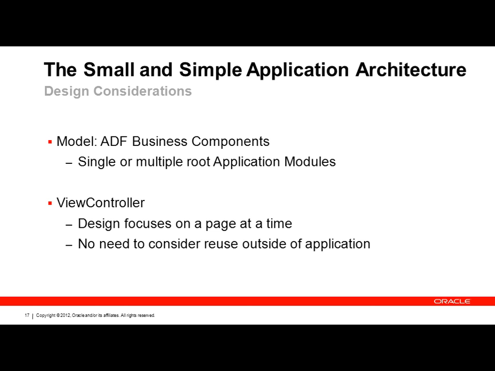When designing with this particular application architectural pattern, some of the design considerations, from the model perspective, is potentially how many root application modules we're going to have, just one or multiple. And that really defines the number of transactions each user session can take out. From the view controller perspective, this particular architectural pattern is really based around how standard web pages are designed. It's going to be a page-by-page design, and overall, there's very little consideration of reuse in terms of the pages. Now again, this might all seem a little bit basic at this stage, but we're building up to some of these more sophisticated patterns, so just bear with us at this stage.